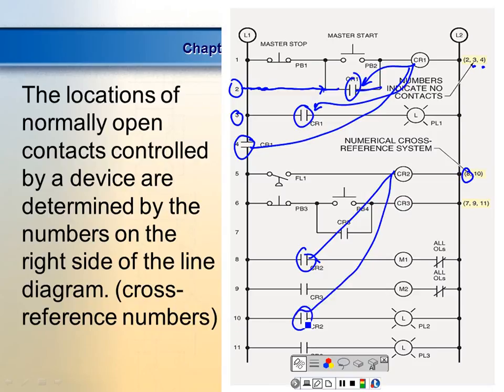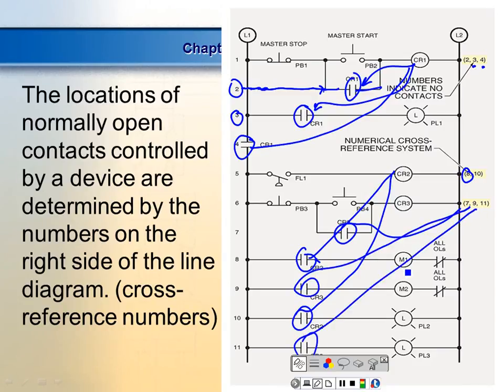Now I can even talk to you about this. Everybody look at the CR2 contact in line 10. I mean, it's not second from the top, it's not the third one, it's look in the middle, right? We don't have to do that because these line numbers are assigned. Here's CR3. Where are its contacts? Line 7. There it is. 9. There it is. 11.